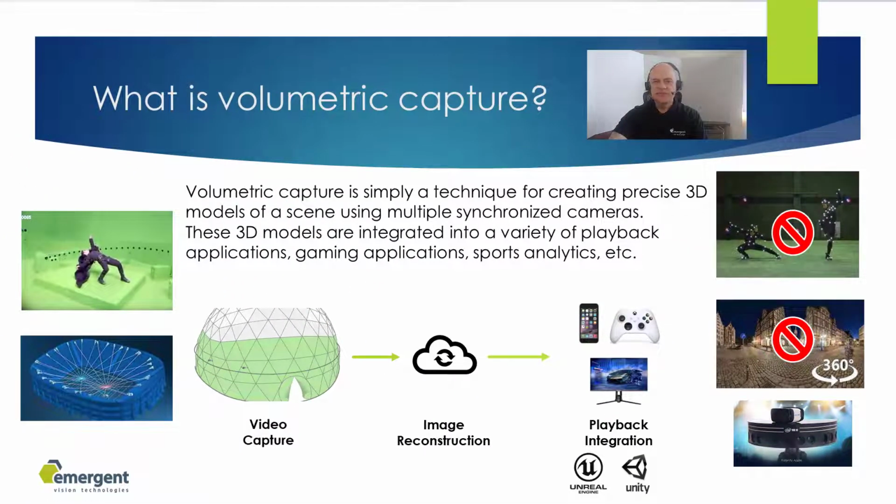So what is volumetric capture? Volumetric capture is a technique used for creating precise 3D models using multiple synchronized cameras. These models are then integrated for playback for a variety of applications using tools such as Unity and Unreal engines. An early variation of such work was in the creation of the bullet dodging scene in the Matrix film. Images were captured from around the subject at roughly the same time, and then in playback the viewer rotated around the subject. Such techniques are now heavily in use in entertainment and sports applications.